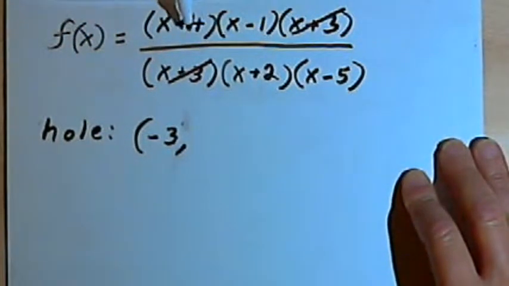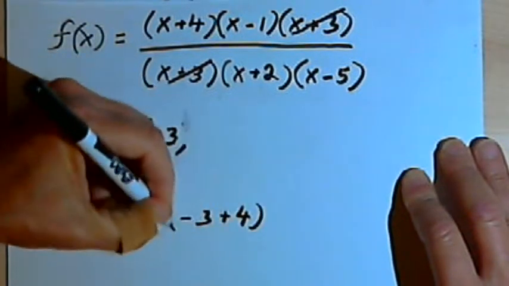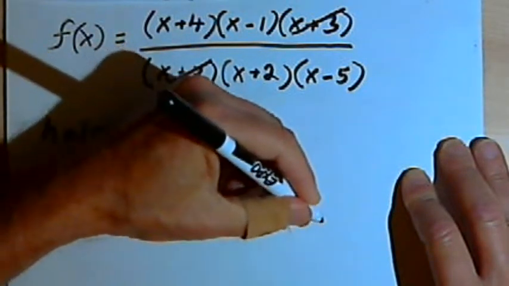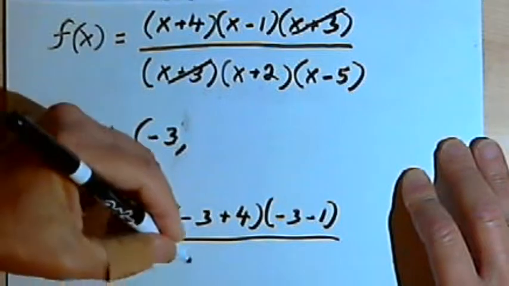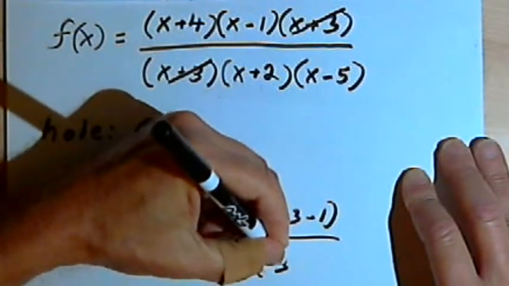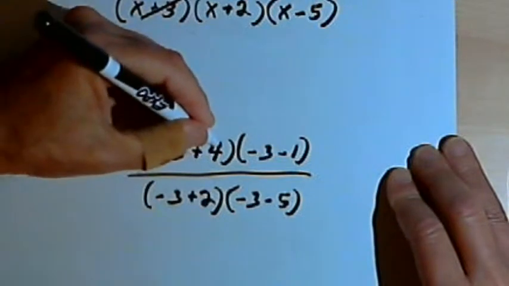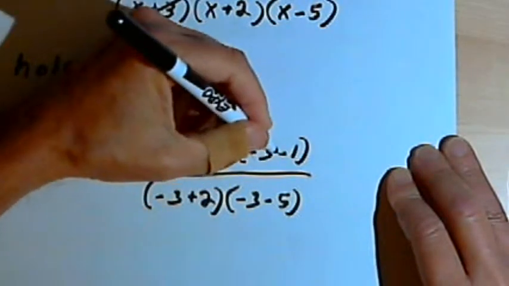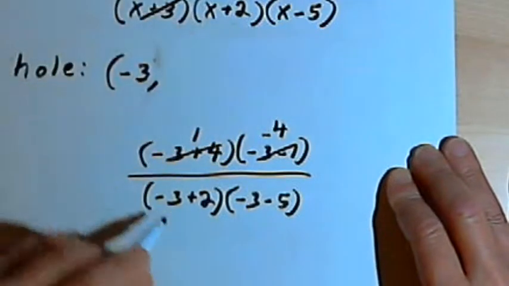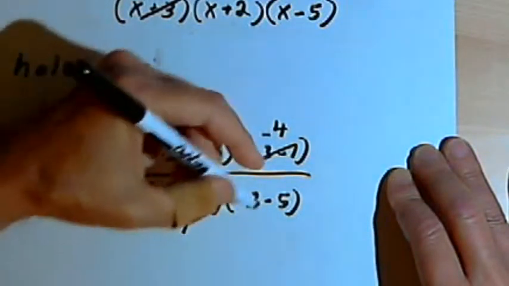So I'll take what I've got left of my function and replace the x values with, I'm sorry, with -3s. So I'm going to have -3 plus 4 times -3 minus 1 over -3 plus 2 times -3 minus 5. So -3 plus 4 is a +1, and -3 minus 1 is a -4. -3 plus 2 is -1, and -3 minus 5 is -8.